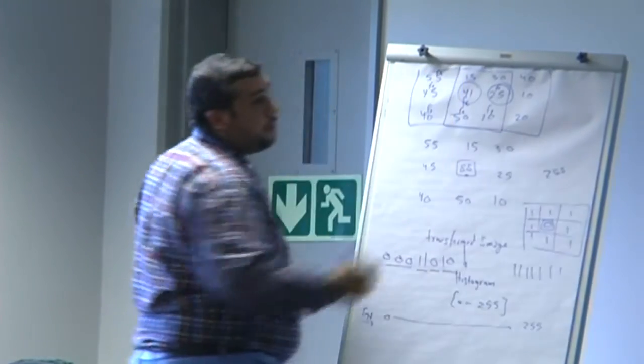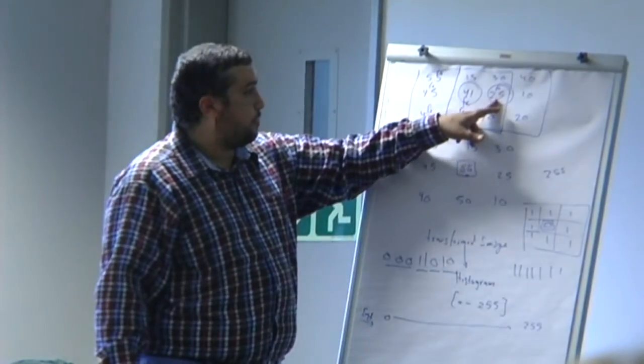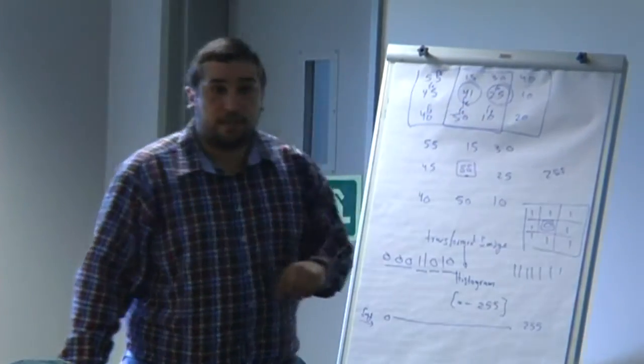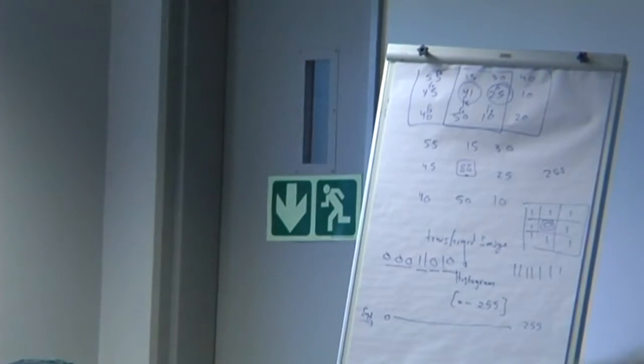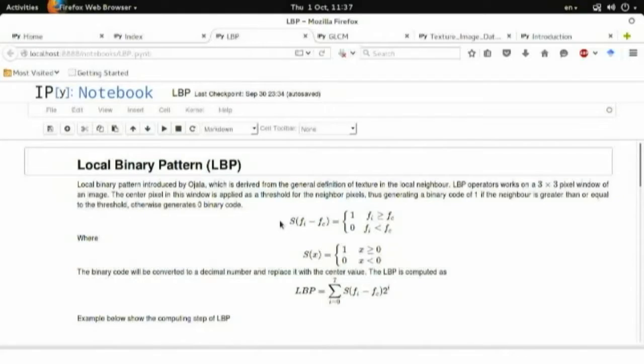It could be, for example, this one, F0, F1, F2, F3, F4, F5. So what we do is subtract FC from FI, which is, for example, 25. If FI is greater than FC, we put it as 1. Otherwise, we put it as 0. If you look at the function S(x), it is 1 if x is greater than or equal to 0, and otherwise it is 0. So the LBP code is generated from the 0 or 1 values, and then we multiply each by 2 to the power i, which converts it from binary to decimal. Then we have the LBP code.